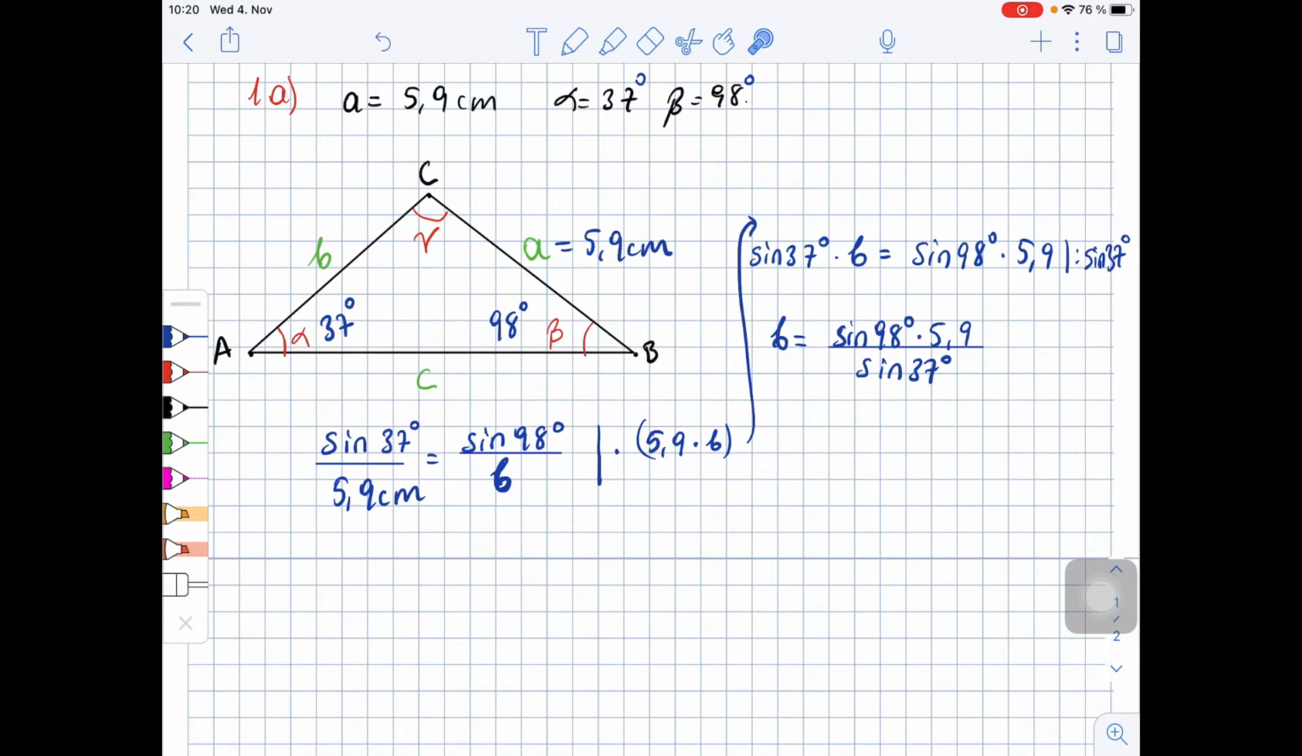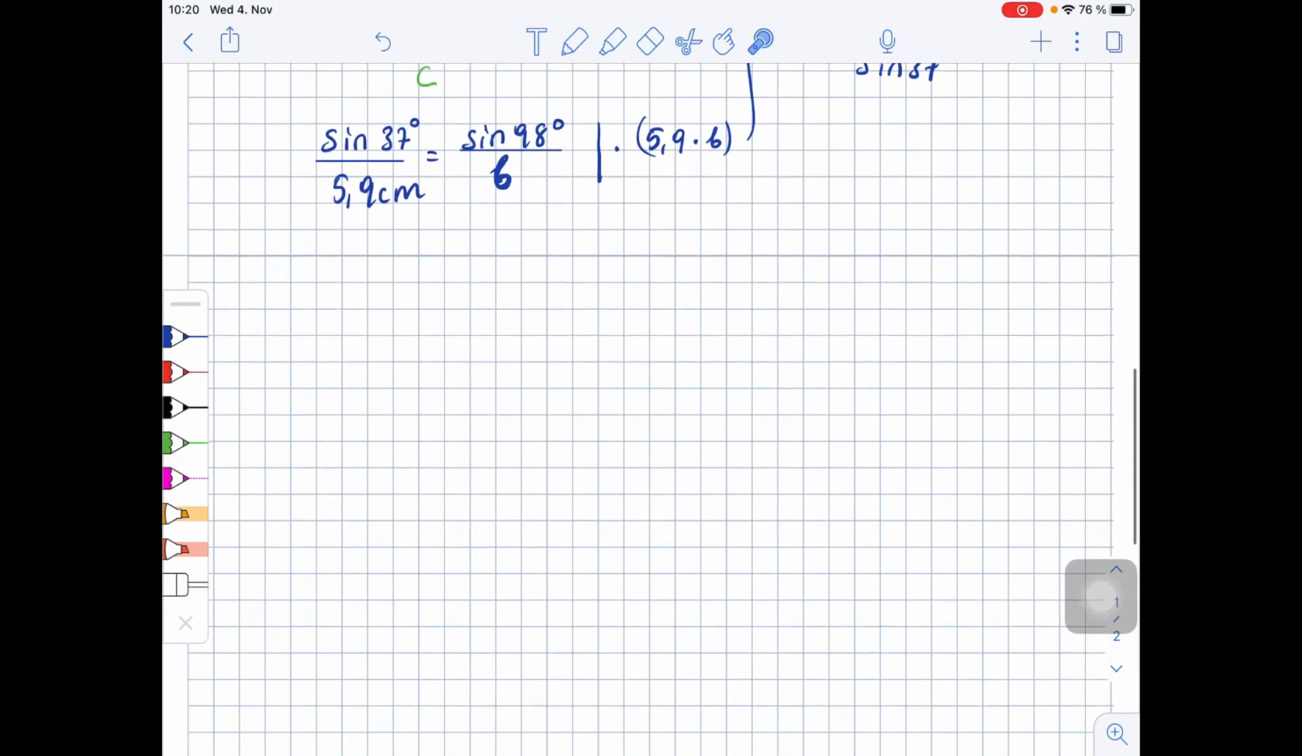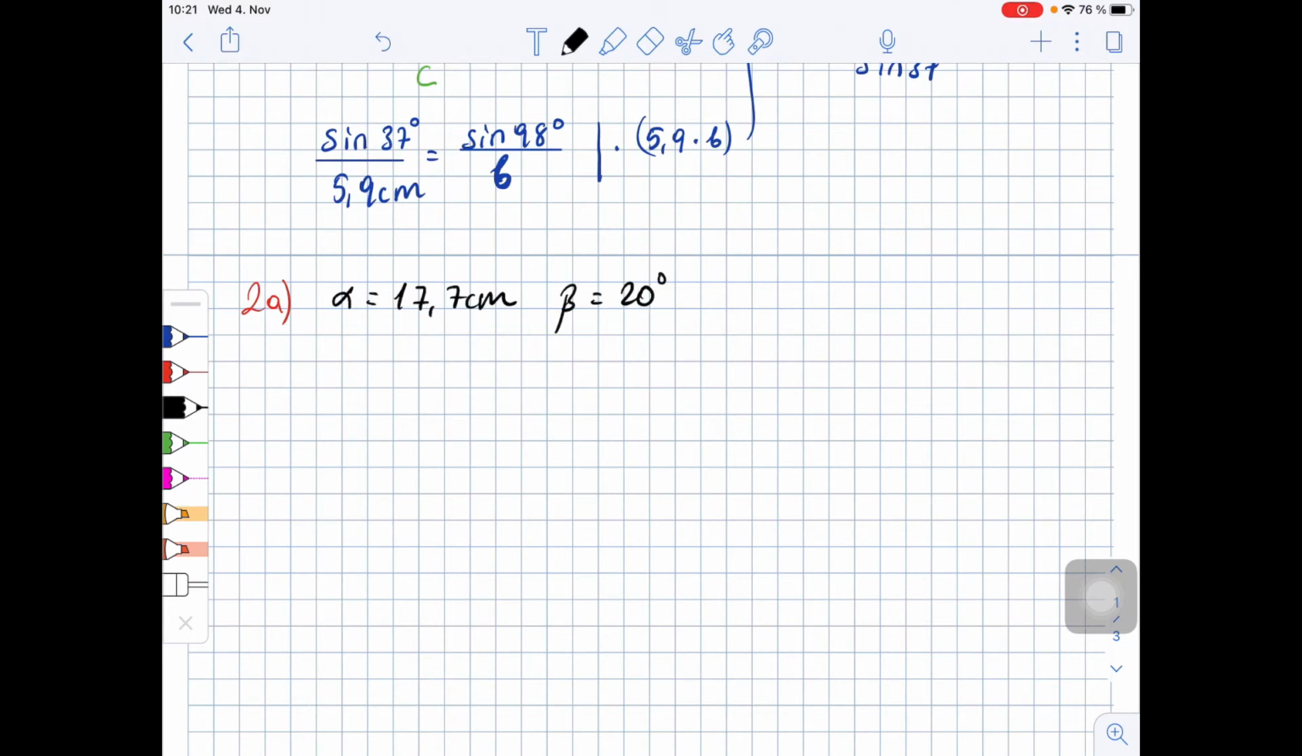You know what I'm going to do? I will do question number 2. What does it say, question number 2A. I'm just going to do every single question. Option A. All right. A is 17.7 centimeter. Beta is equal to 20 degrees. And then gamma, look at my gamma. Anyway, gamma is 13 degrees. It says to calculate the missing sides.